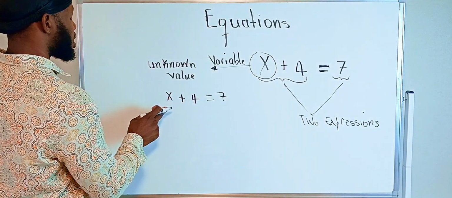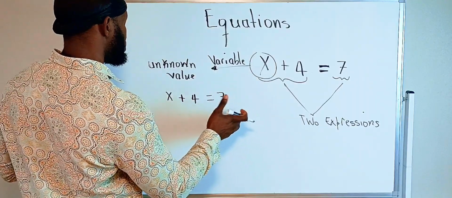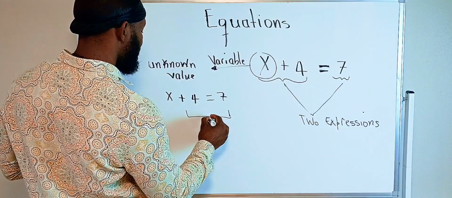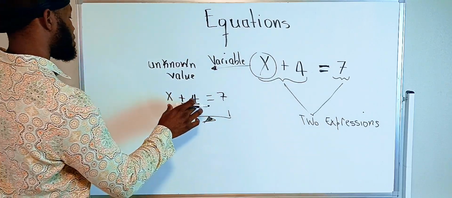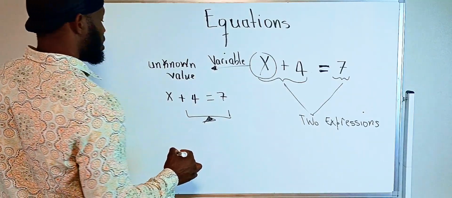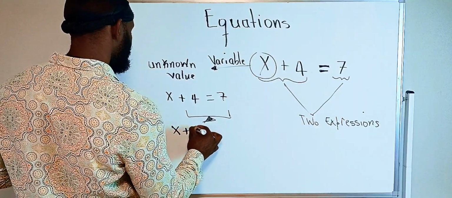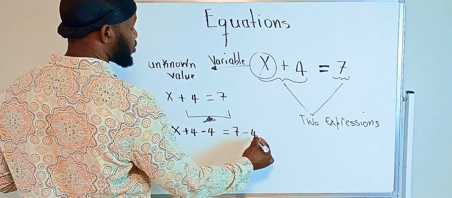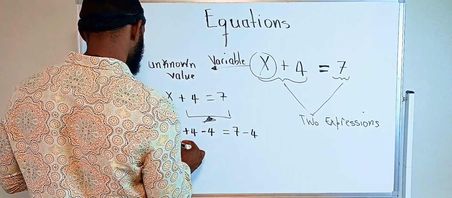I cannot just subtract 4 from this side and leave the other side, because it's not gonna be equal. So I should keep the balance. To keep the balance, whatever operation I do here, I should do the same here. So let's go by subtracting 4 from both sides. We got x plus 4 minus 4, and we subtract from both sides, so we got 7 minus 4. This is still balanced since we do the same operation to both sides.